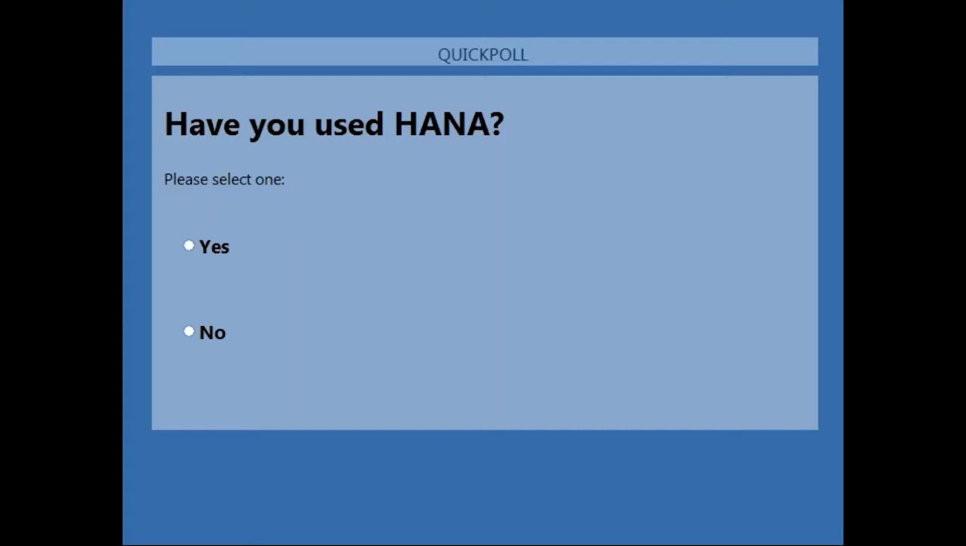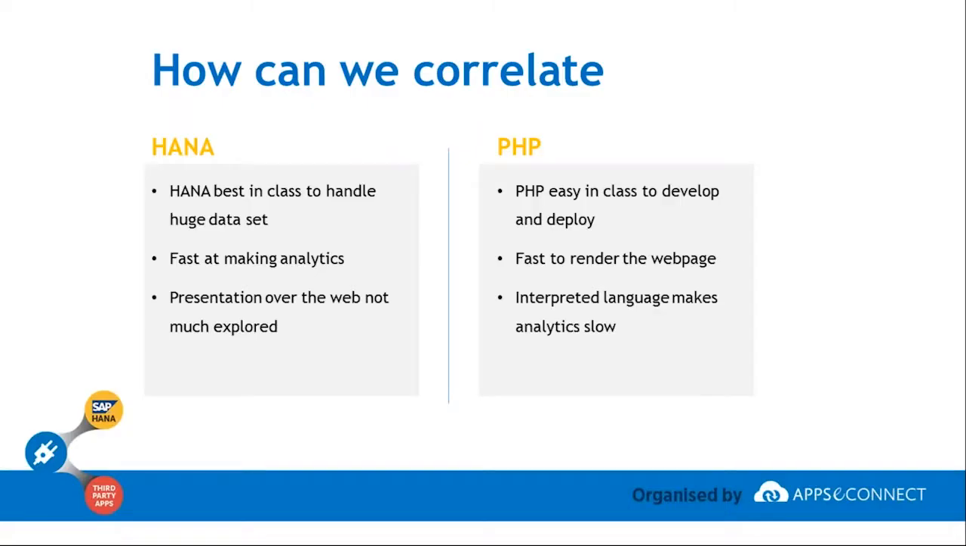So there is a correlation. This is just a slide where I am trying to put up what are the two best things and how HANA and PHP can be correlated. As I have already told, HANA is one of the best of the class for handling huge data sets for reporting and analytical purpose, whereas PHP is one of the web server scripts available for easy development and deployment.